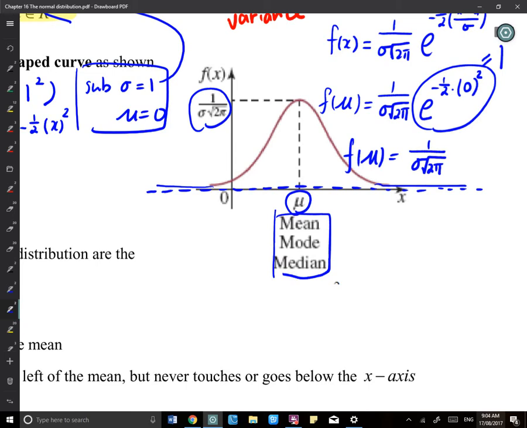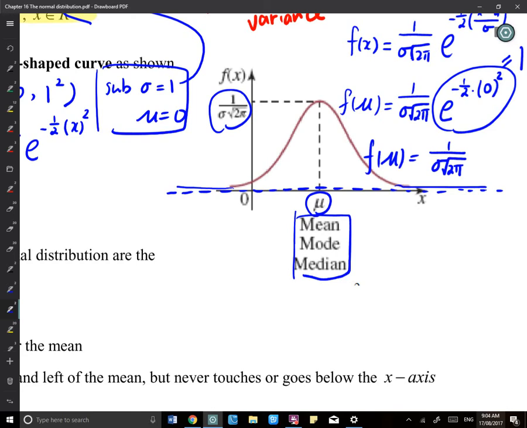And those 3 things are given already in the question, because we write that this is normally distributed by mu and standard deviation. Mu is given already, so you know what the mean, mode, and median are. And you know the standard deviation as well, and you know the variance. So the 5 things are actually all given in the question.